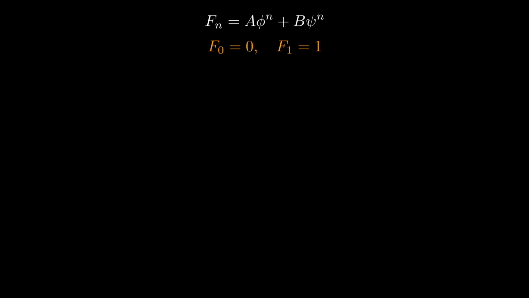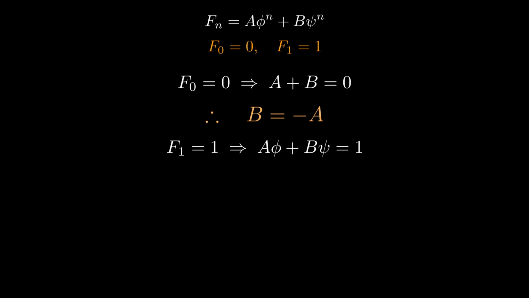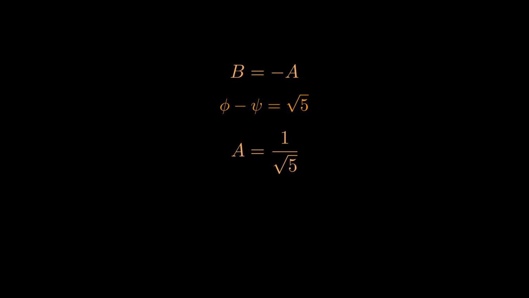F of 0 is 0. F of 1 is 1. F of 0 equals 0. So a plus b equals 0. Therefore b equals negative a. F of 1 equals 1 gives us a times phi plus b times psi equals 1. Substitute b equals negative a, factor out a. a times the quantity phi minus psi equals 1. Phi minus psi equals root 5. So a equals 1 over root 5. And b equals negative 1 over root 5.